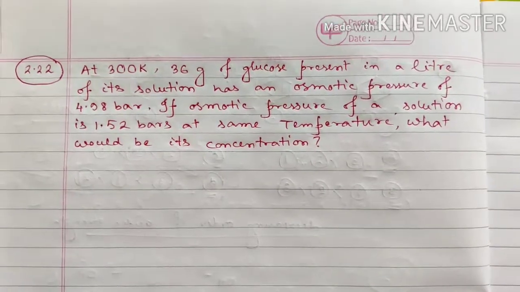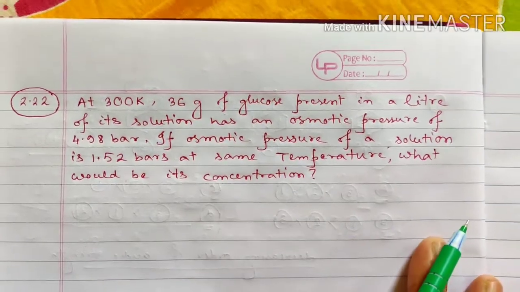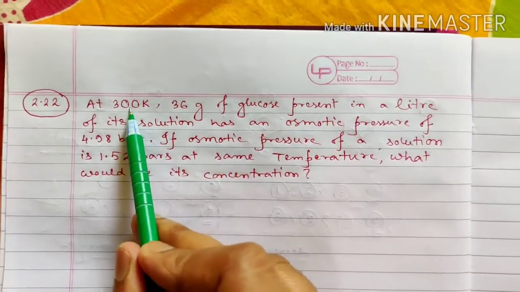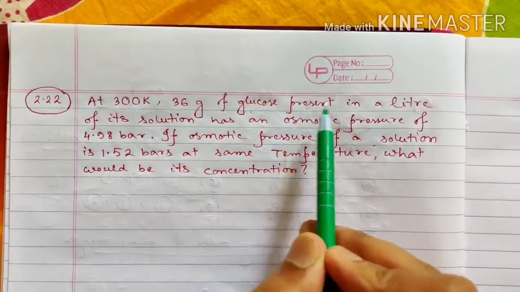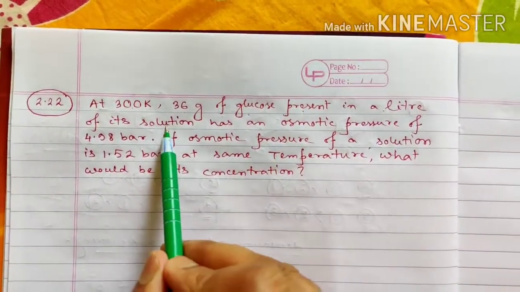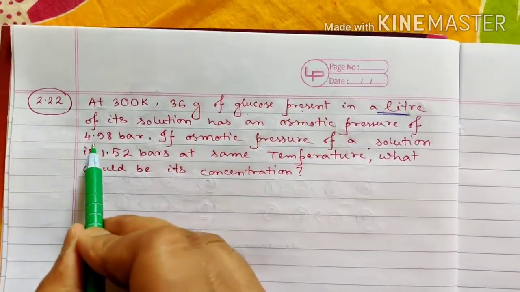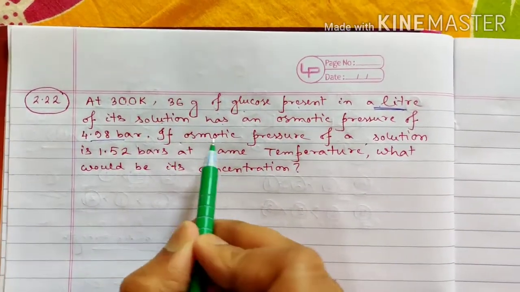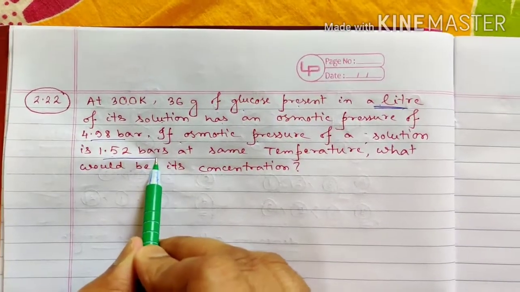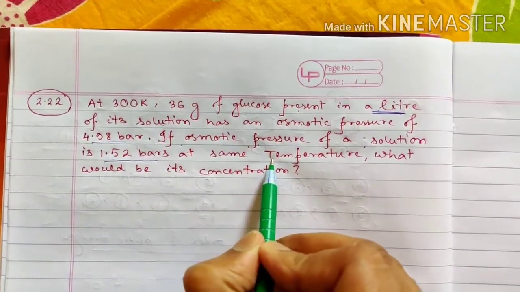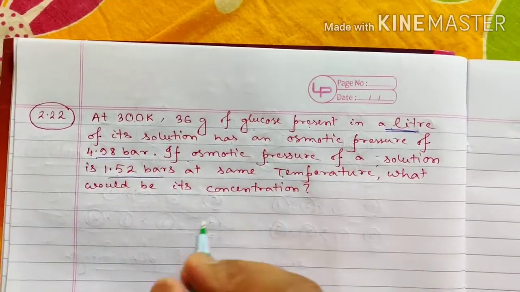The very first problem that we are going to discuss today is related to osmotic pressure. First you read it out. See, the question is: at 300 Kelvin, 36 gram of glucose present in a liter of its solution, so here it is 1 liter, has an osmotic pressure of 4.98 bar. If the osmotic pressure of a solution is 1.52 bar at the same temperature, so the temperature is being maintained, what would be its concentration? So let us see what are the things that are already given.